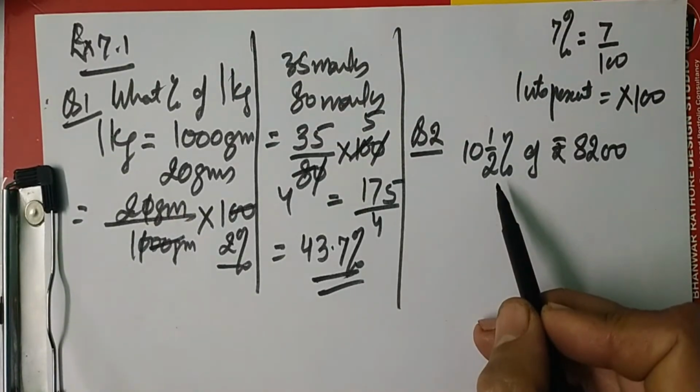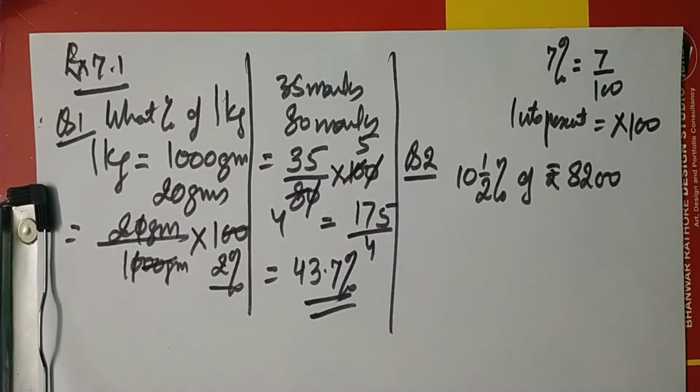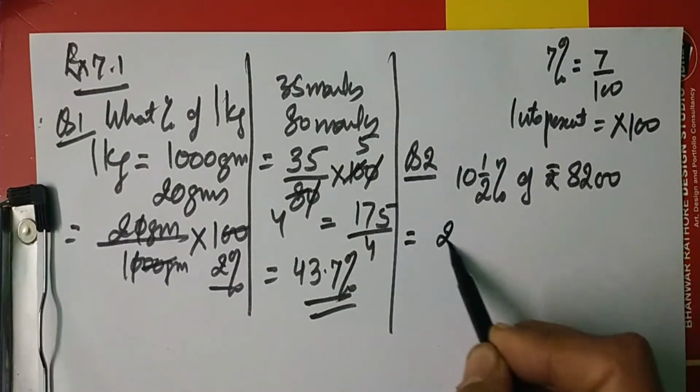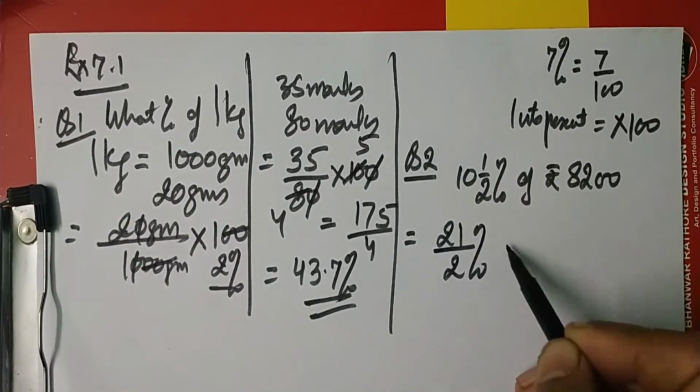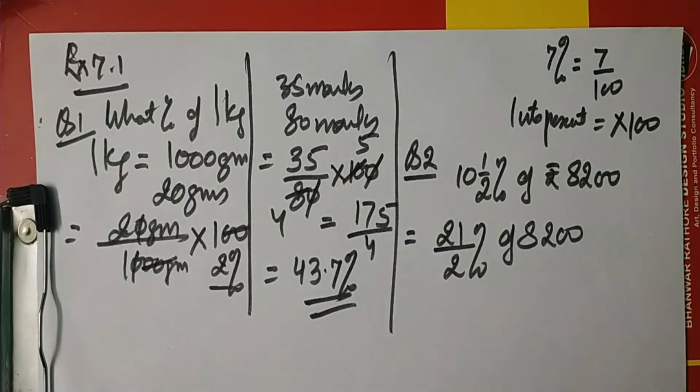Now since in this a percentage sign is given, I told you that whenever any number is given with a percent sign, then we write upon 100. So 10.5% of 8200. First you will convert it, 10.5% will become 21 upon 2. If you have to answer anything, you can type below the video.